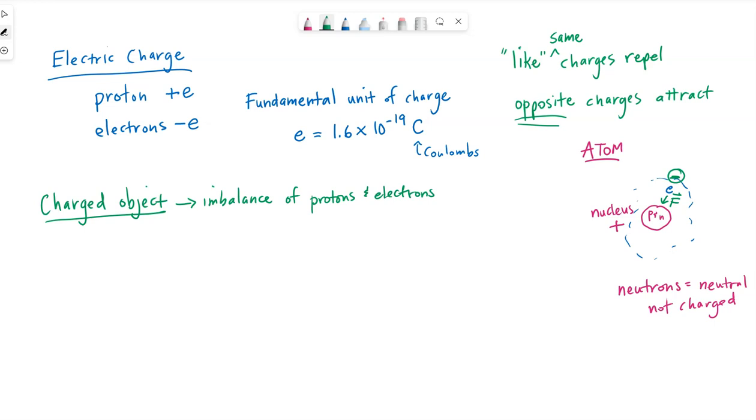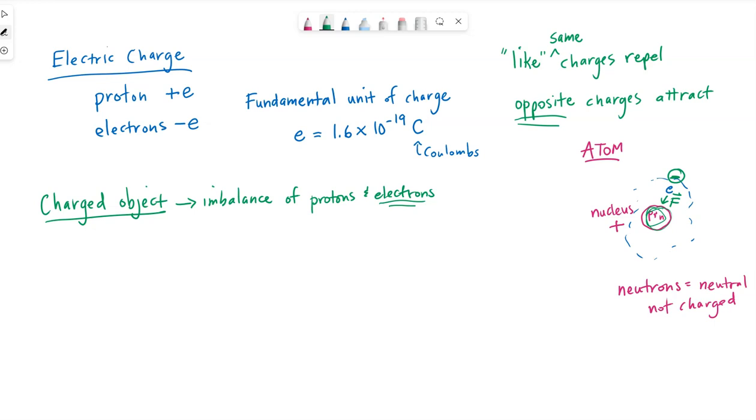To charge an object, we're always either adding electrons somehow or removing electrons. We cannot remove the protons from the nucleus without some particle accelerators, some serious energy. So in our everyday world, if we talk about charging an object, it means we have either added electrons or removed electrons from the object.